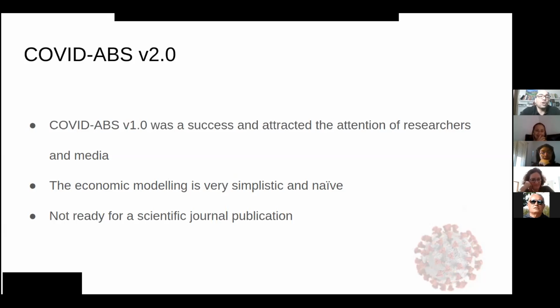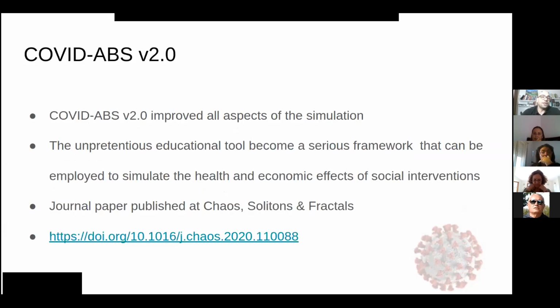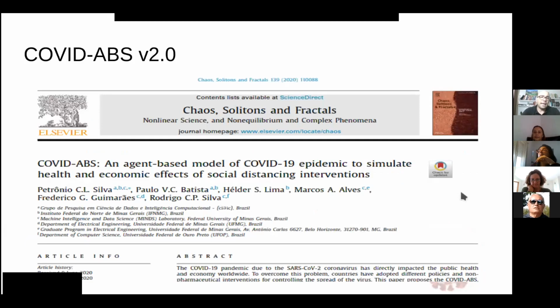So the economic modeling of the first version is very simplistic and naive. Not really ready for a scientific journal publication. The second version of our tool improved all aspects of the simulation, all. So we turned that unpretentious educational tool into a serious framework to help public managers simulate health and economic effects of social interventions. So we just published in the journal Chaos, Solitons and Fractals. This is the paper with the title COVID-ABS, an agent-based model of COVID-19 epidemic to simulate health and economic effects of social distancing interventions, with our great team of minds at CIDIC, my research group here at IFNMG.